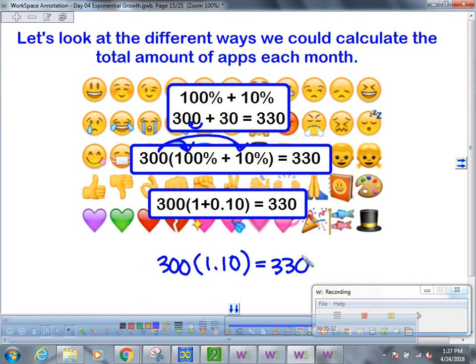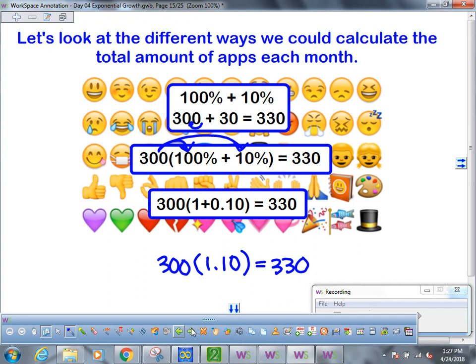I'm increasing it by 10%, so it's going to be 1.1. If I increased it by 20%, it would be 1.2. So you don't have to do the math and then add. It's all done in one calculation, which works better when you don't have nice pretty numbers like 300, which guess what? We're not going to have nice pretty numbers like 300 that we can do in our head.